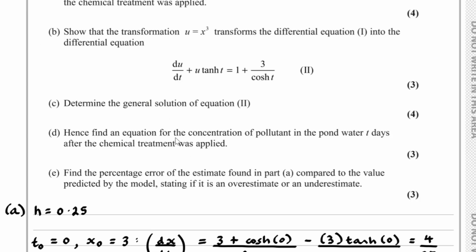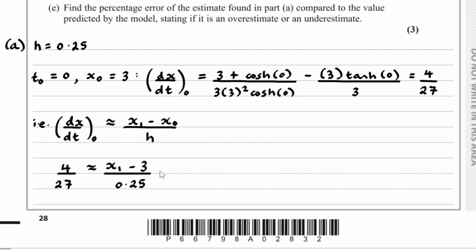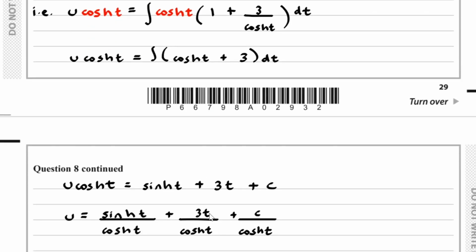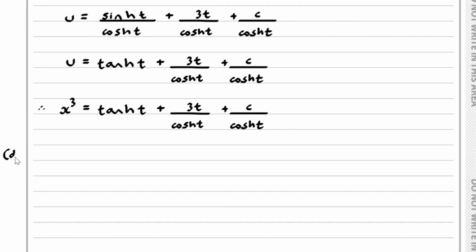And now we have to find an equation for the concentration of pollutant in the pond water t days after the chemical treatment was applied. Well, here, for part D, all we are doing is thinking about what happens when t equals 0. And when t equals 0, x is equal to 3.